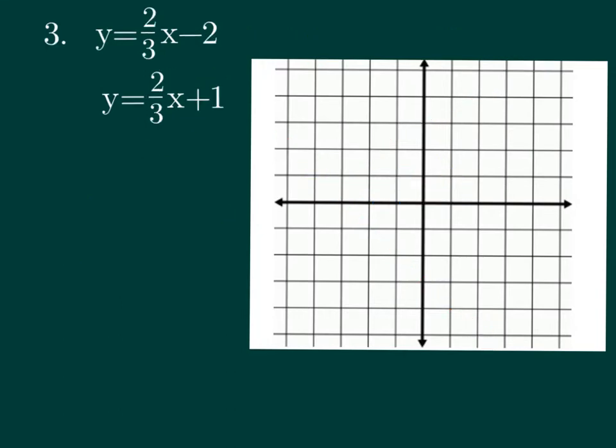Our last example here is, again, two equations in slope-intercept form. We're going to go ahead and find our slope and y-intercept again. So I see it's 2/3 because that's our m, and our b is -2. So I'm going to plot that -2 here. Slope says to go up 2, right 3. We could go down 2, left 3. Make a nice straight line.